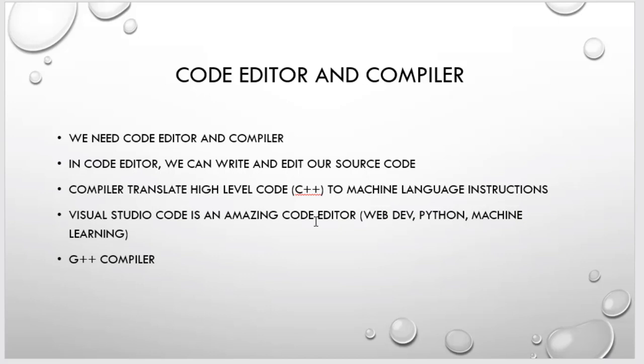For coding in C++, we will need a code editor and a compiler. In the code editor, we write and edit our code, while the compiler translates the human readable code into machine instructions. We will download Visual Studio Code as our code editor. We can write any kind of programming language in it. We will be using it for C++, but later on we can also use it for HTML, CSS, JavaScript, Python, machine learning and much more. And we will be downloading the G++ compiler as well.